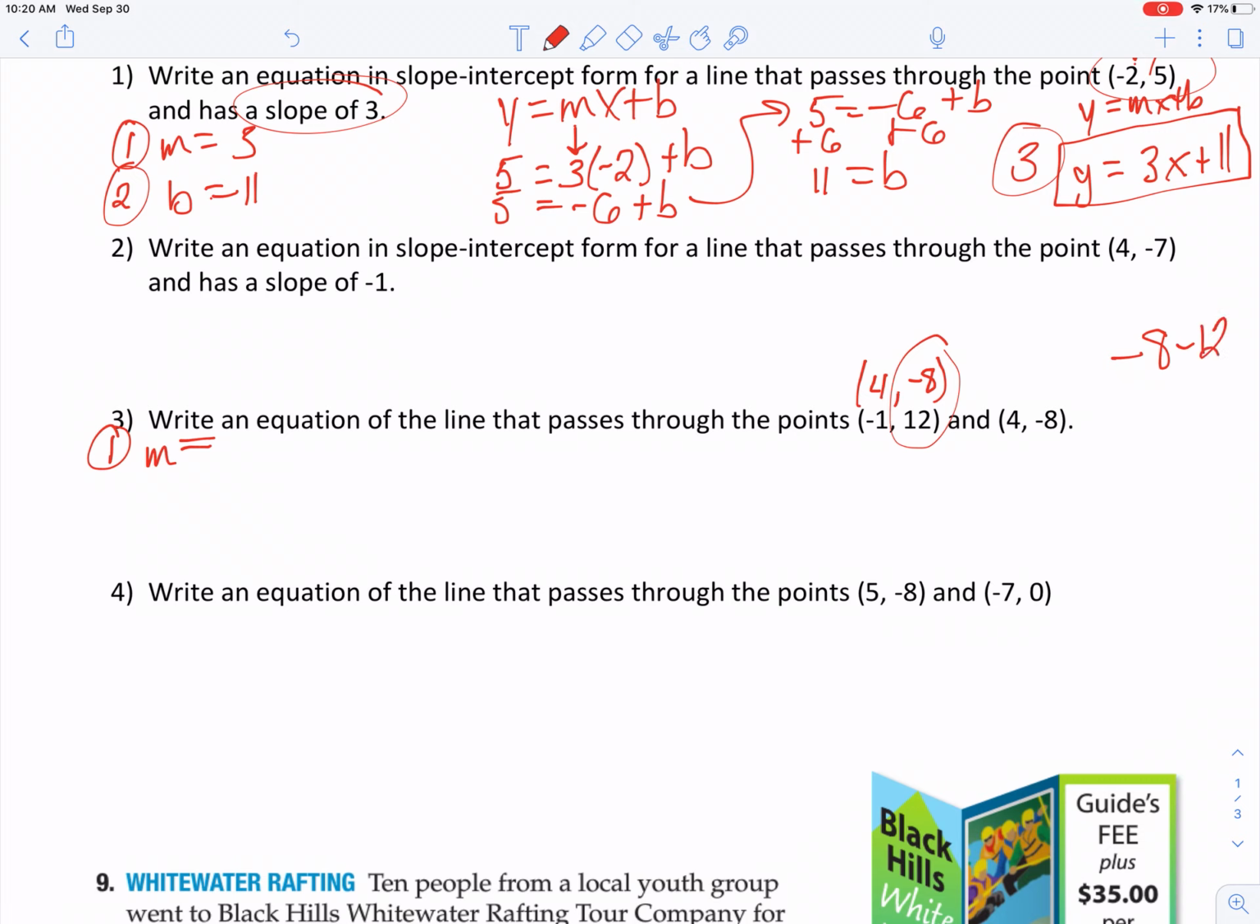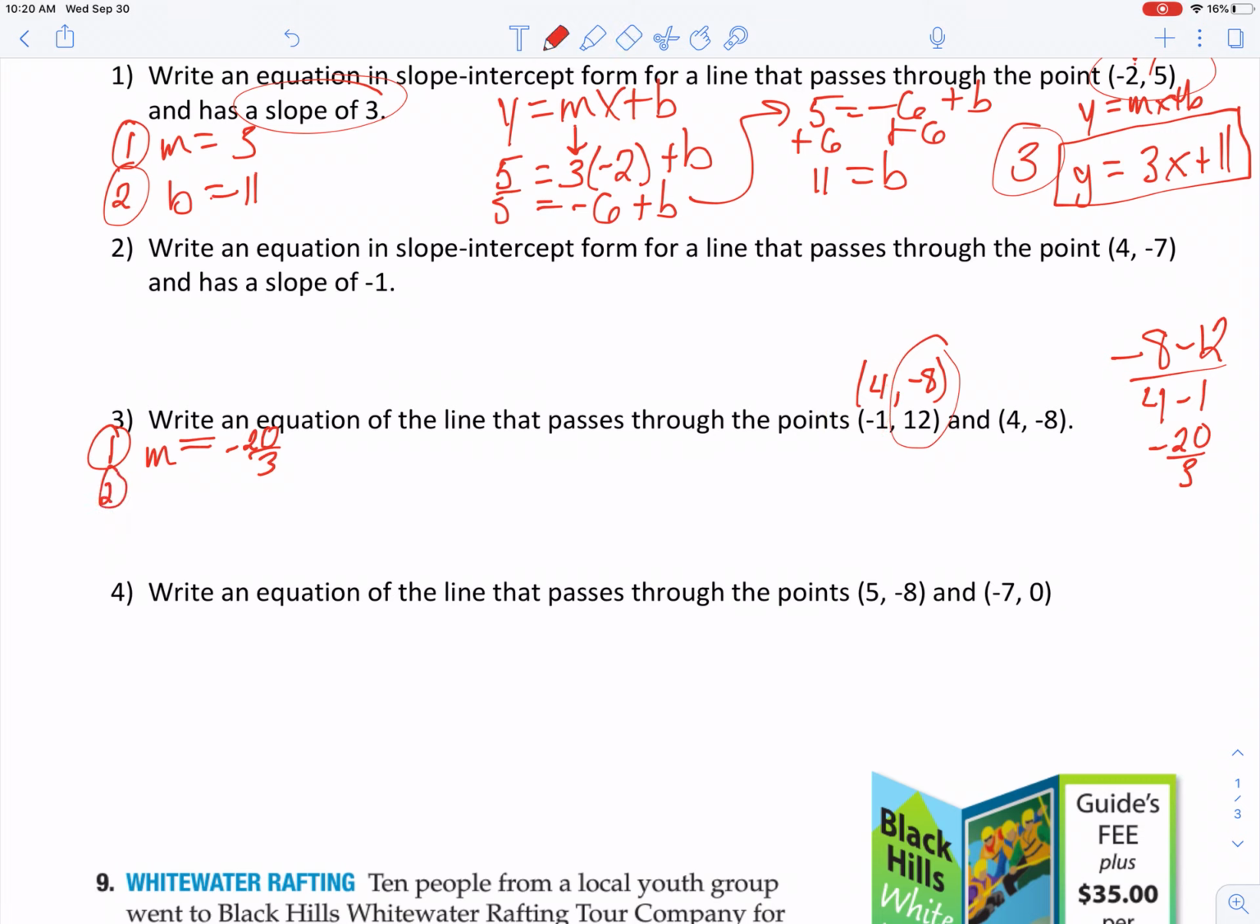-8 minus 12 over 4 minus 1. -8 minus 12 is -20 divided by 3. -20 thirds. It's kind of an ugly slope, but there it is. That was mean. There are no ugly numbers, right?